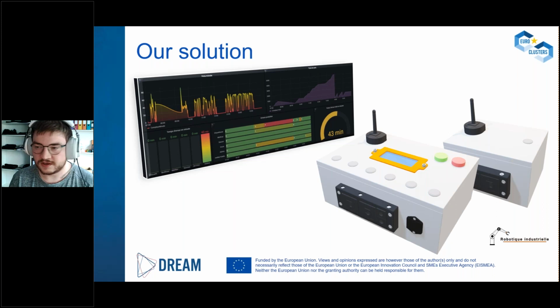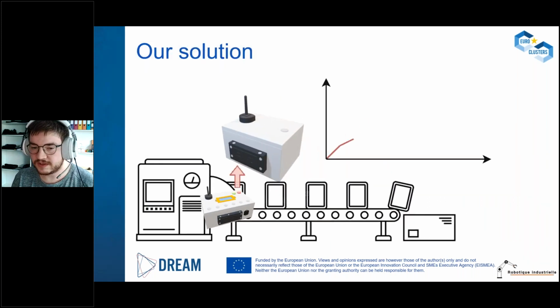You can go to the next slide, please. The first one is the measure unit, which will be placed on your production line to collect data. And the second one is the control unit or the server, which will gather the coming data from the different measure units you'll be having on your line. And finally, based on that data, we're able to plot charts that will represent your production line in real time.